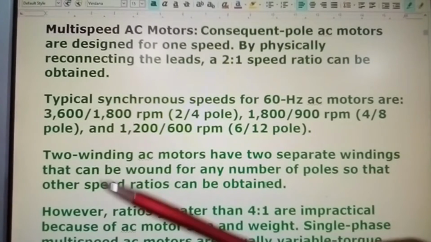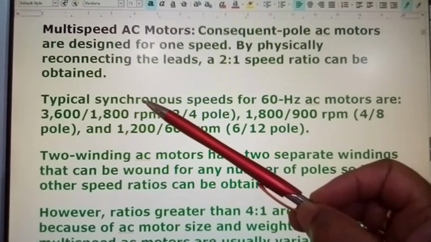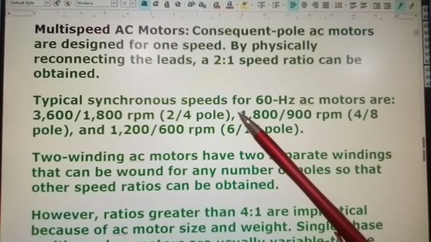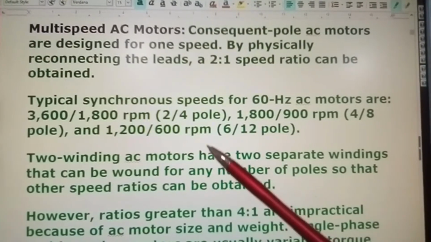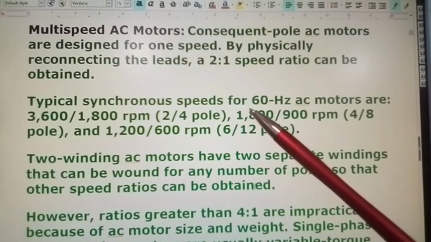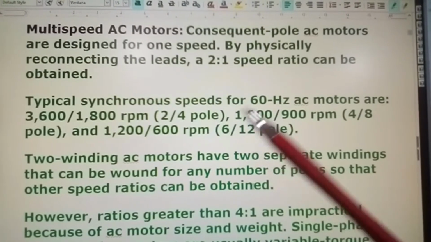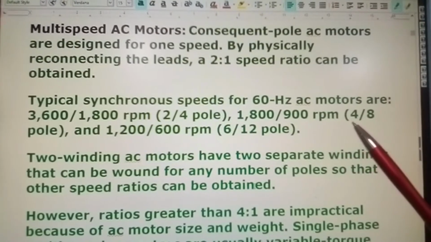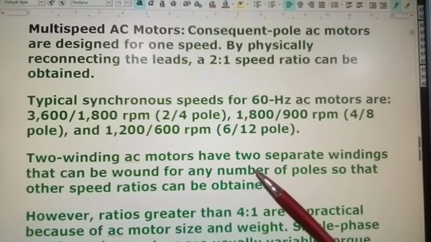Now, typical synchronous speed. Again, make sure you understand what synchronous means. Look it up, do a search, look in your electrical principles books. For 60 Hz, AC motors are 3,600 to 1,800 revs per minute, 2 to 4 pole. And again, I've done a lot of this in motors and electrical principles, so look into that as well. You cannot just do this in 5 minutes. It is not a 5-minute job. You're not in the bedroom now. 1,800 to 1,200 revs per minute, 4 to 8 pole, and 1,200 to 600 revs per minute, 6 to 12 pole.